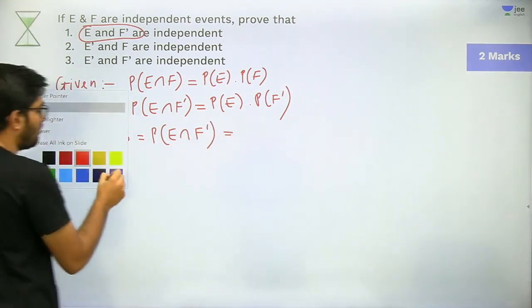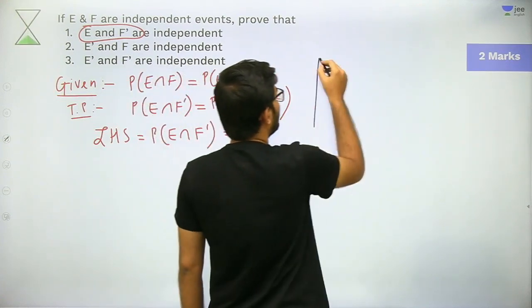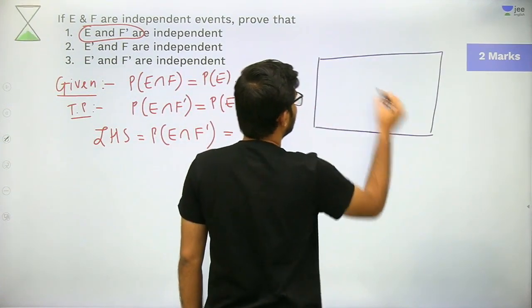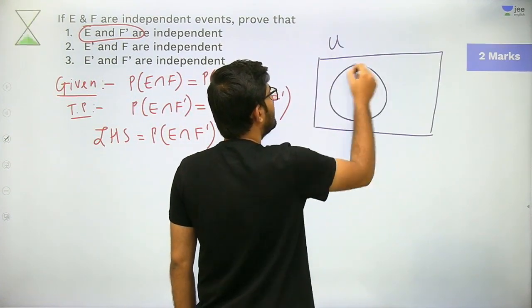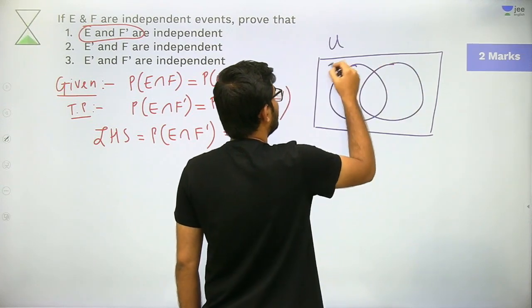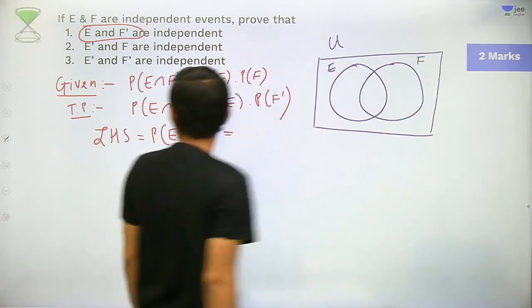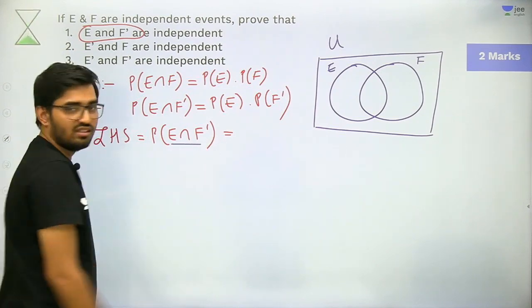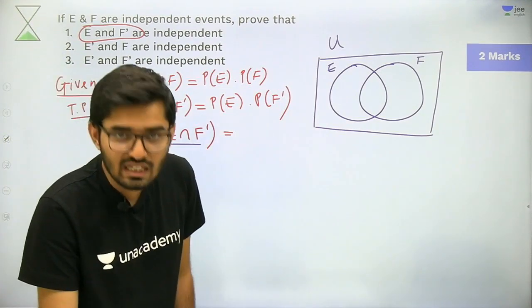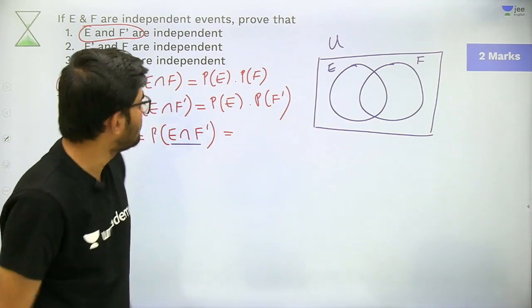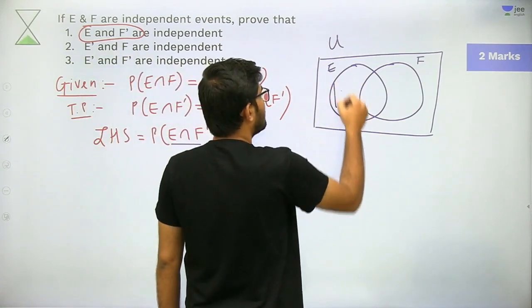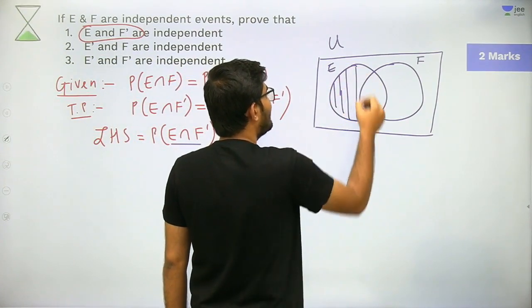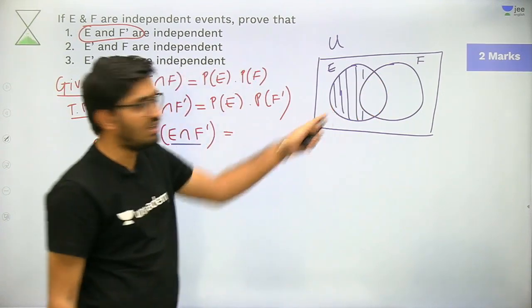For this you need to draw a Venn diagram. Do you know how to draw a Venn diagram? This is the universal set, this is E, and this is F. Now identify the region. We want E intersection F dash. Which is that region? That region is this: inside E and outside F. So this is the region.